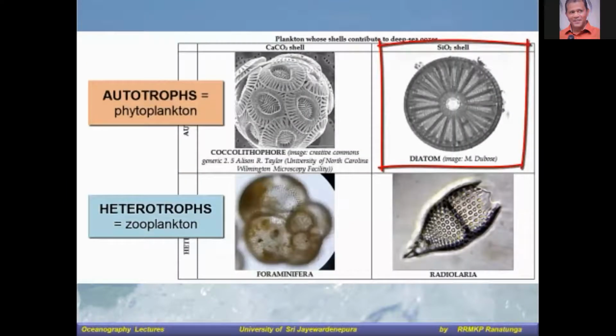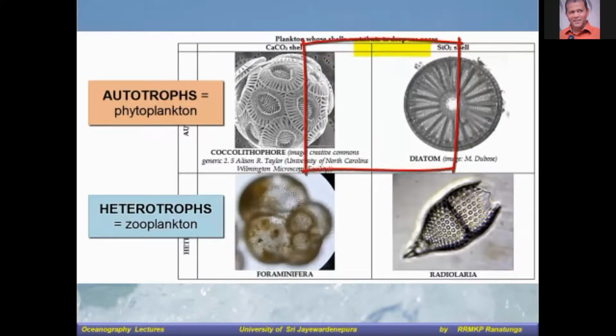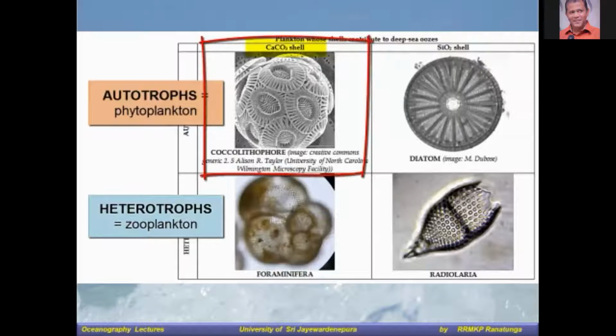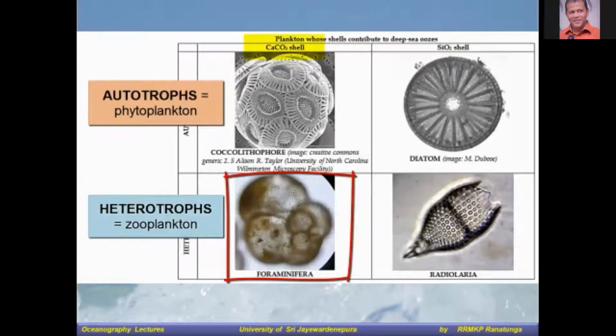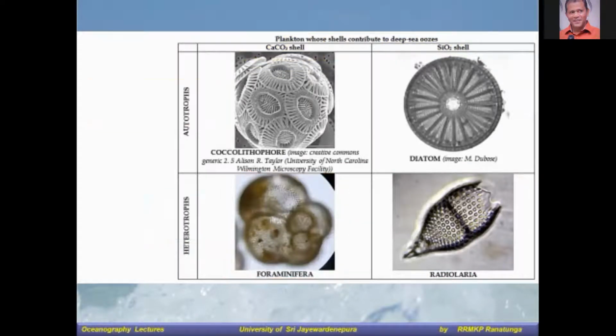Diatoms are phytoplankton with silica shells, SiO2. Coccolithophores are phytoplankton with calcium carbonate shells, CaCO3. Radiolaria are the most common zooplankton with SiO2 or silica shells. Foraminifera are the most common with calcium carbonate shells. These 4 organisms play very important roles in the world's oceans, and it's valuable to memorize these names and shell types now, as they will appear many times throughout future video tutorials.